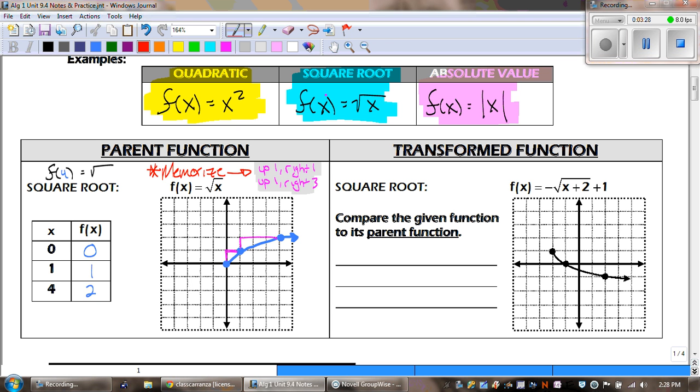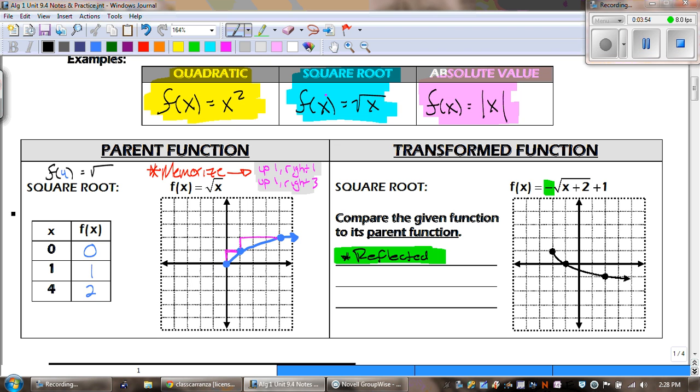So, the first thing I want to know, was it reflected? What do you think? Is our graph a mirror image? Yeah, it was, okay. So that means that it is reflected. And guess what? See the negative? That negative means that it's reflected, just like in the quadratics.